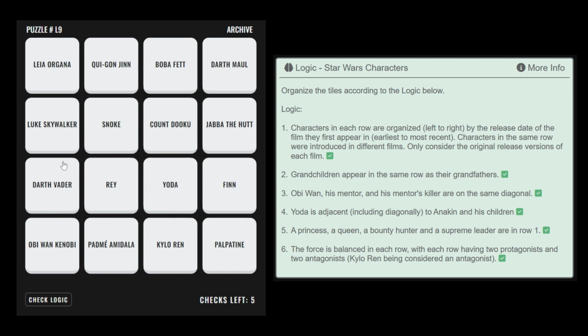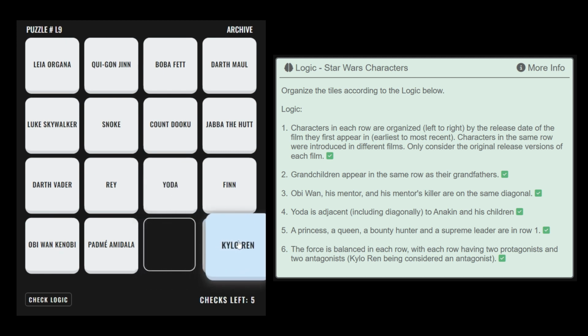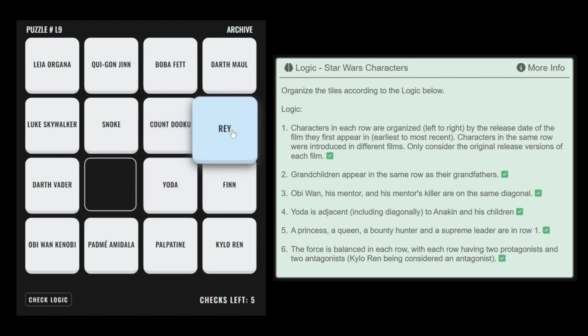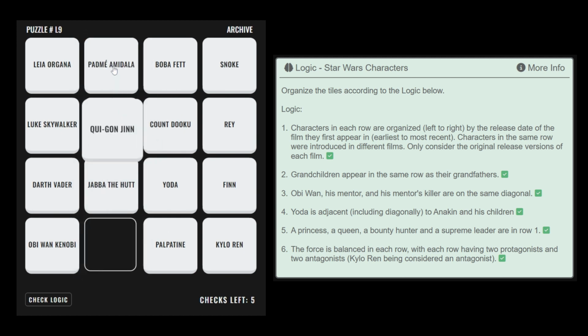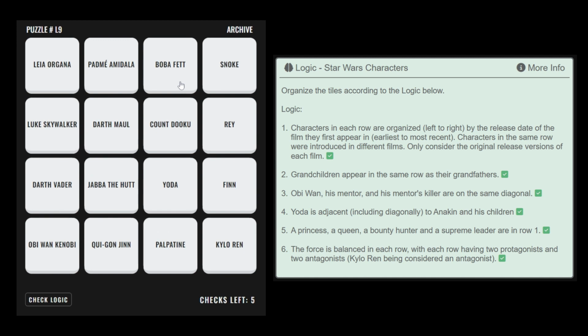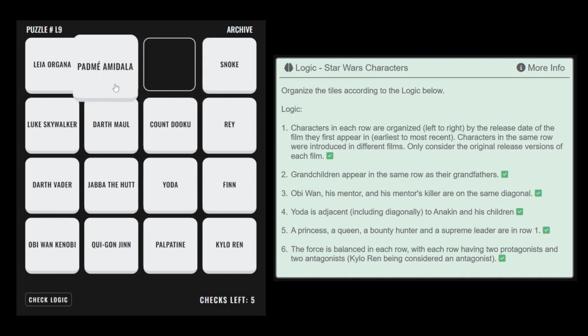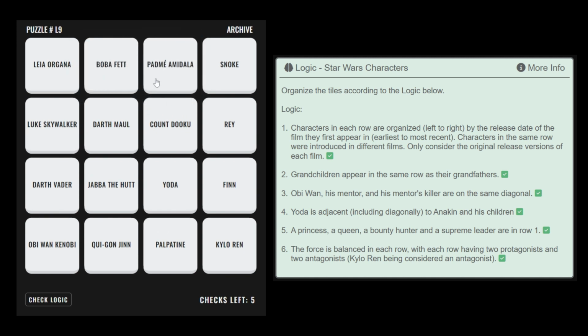By the same logic, Kylo Ren, Rey, Snoke, and Finn should all be in column 4 since they were all introduced in Episode 7, The Force Awakens. From rule number 5, we know that Princess Leia and Supreme Leader Snoke should both be in row 1, along with the bounty hunter Boba Fett and Queen Amidala. Since Boba Fett was introduced in Episode 5, The Empire Strikes Back, Boba Fett should be to the left of Queen Amidala, who was introduced in Episode 1, The Phantom Menace.